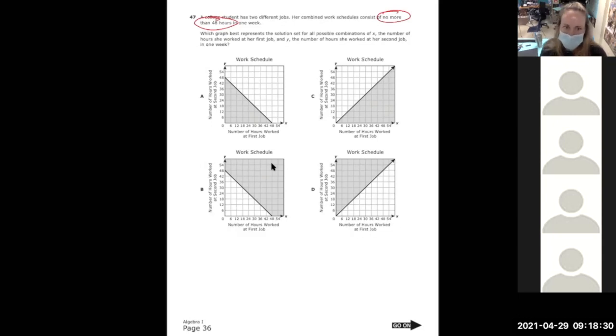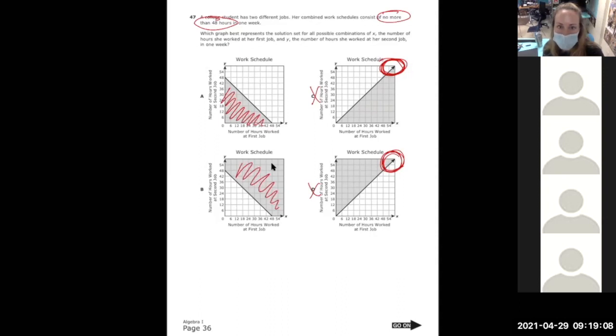And let's cross off some answer choices. So she wants to work no more than 48 hours. And we can see on this line that it goes above 48. Do you guys see that? So we can automatically cross off C. And same with D, it goes above 48, so we can cross off D. And now we're down to 2 answer choices. Okay, one has it shaded above 48 and one has it shaded below 48.